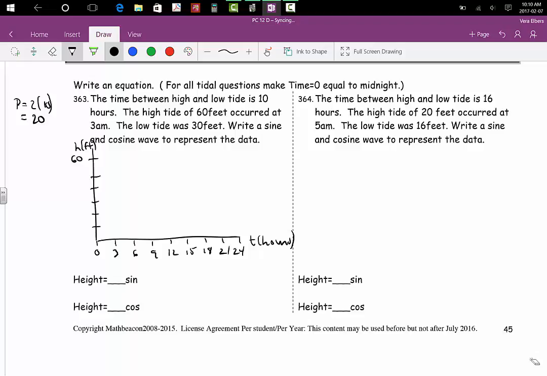And we will draw in some guidelines. Okay, so our high tide is 60. Our low tide is 30, so 10, 20, 30. Okay, to calculate our D, we take our high tide plus our low tide divided by 2 and that gives us 45. So at 45, we can draw in our midline.